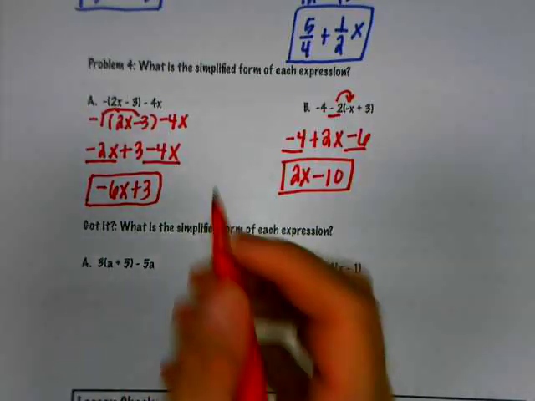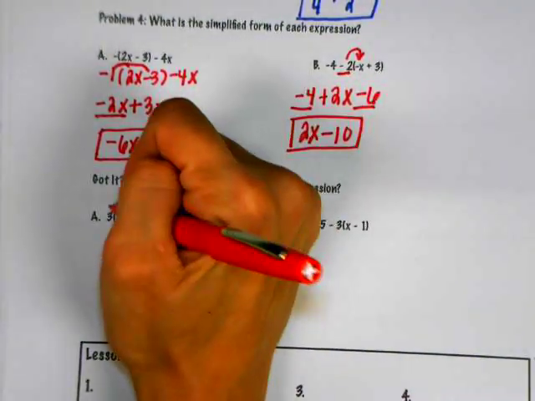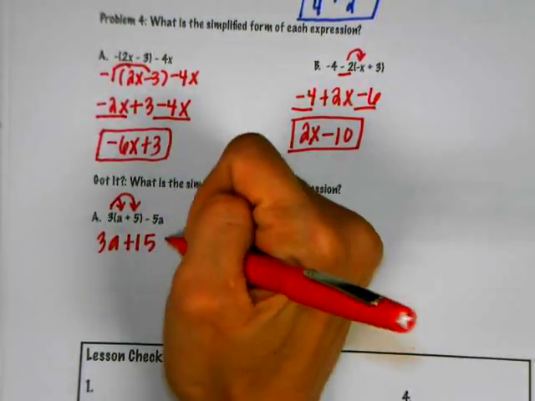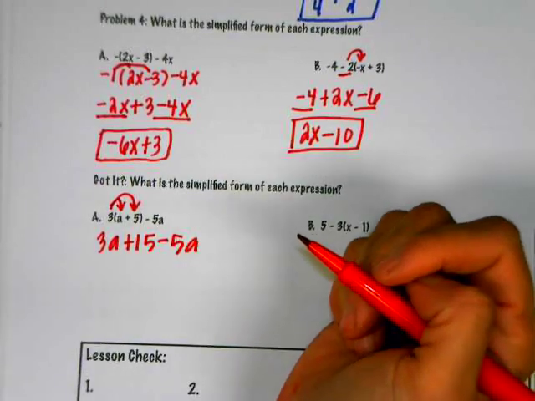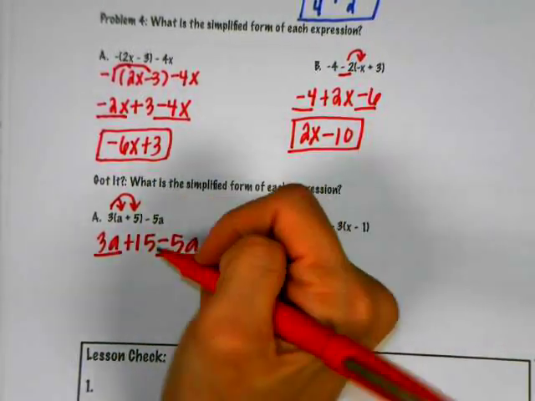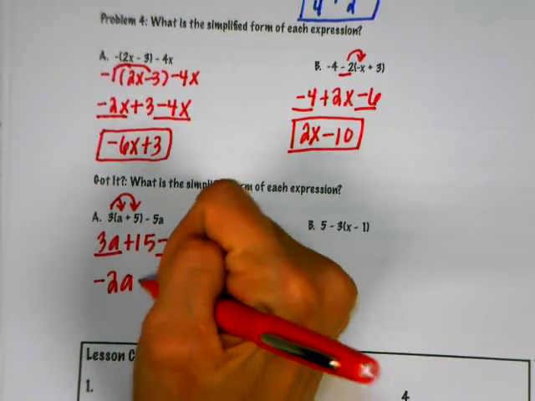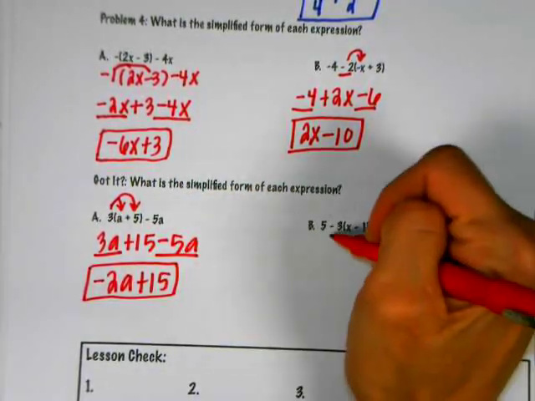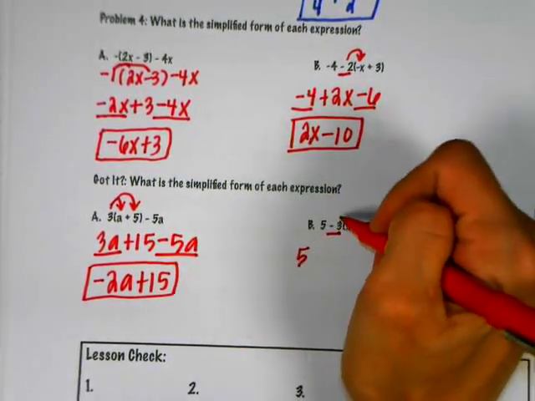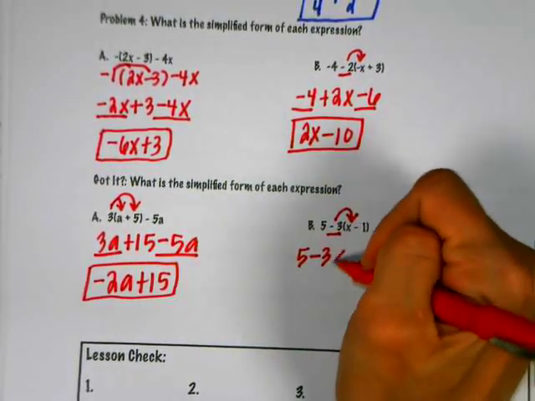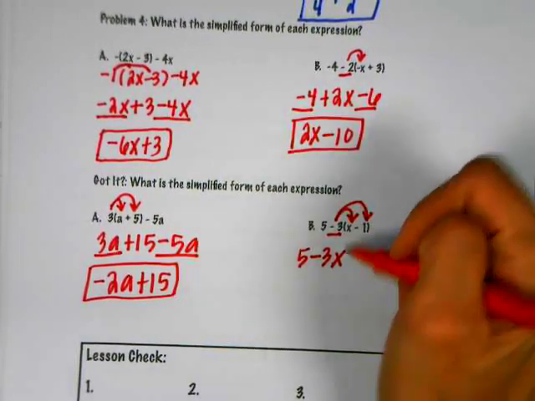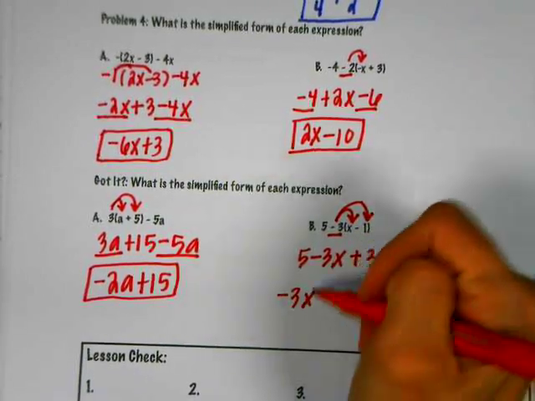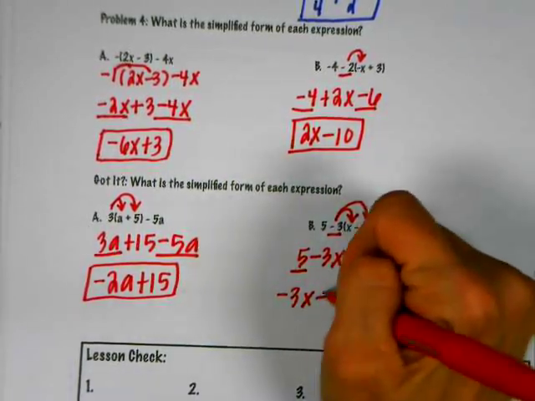All right, so for A, you should have done 3 times a is 3a. 3 times 5 is 15. Bring down the -5a. And then you have 3a minus 5a as like terms. That's -2a plus 15. And then for B, you're distributing that -3. So -3 times x is -3x. -3 times -1 is +3. Bring down the -3x. And we have 5 plus 3, which is 8.